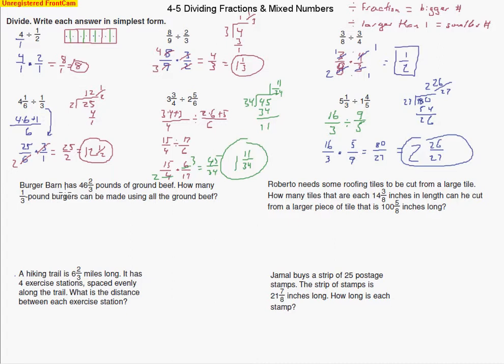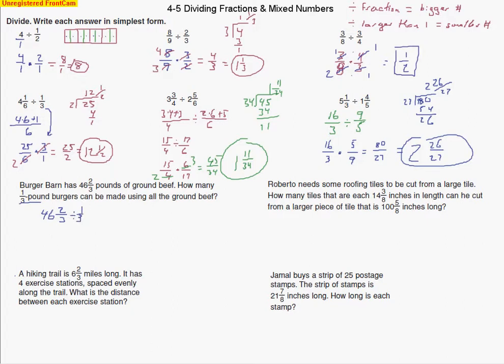Here, the Burger Barn has 46 2/3 pounds of ground beef. How many 1/3 pound burgers can be made using the ground beef? So what are we dividing by? Well, we're dividing by 1/3 because we're trying to find out how many of these 1/3 can fit into 46 2/3. So that's why we're dividing. So we do 46 2/3 divided by 1/3.